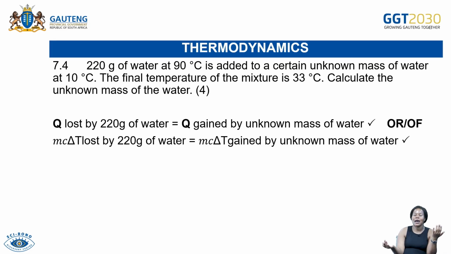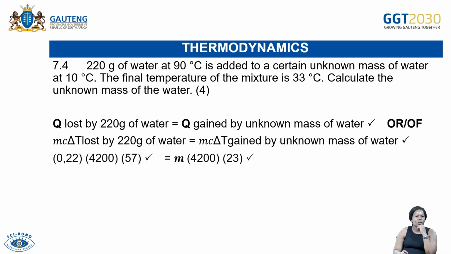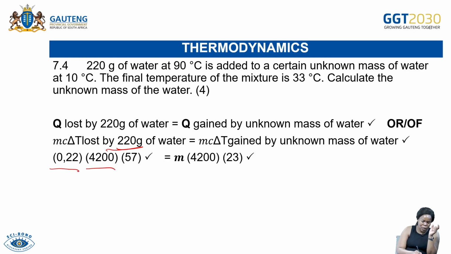Remember this side is unknown, and on this side we know that it is 220. Because it is 220 grams and we don't use grams, we convert it to 0.22 kilograms. This is the specific heat capacity for water, 4,200, and then we have 57, looking at the degrees before and after. That is basically obtained by saying 90 degrees minus 33 degrees, which gives us 57 degrees Celsius.